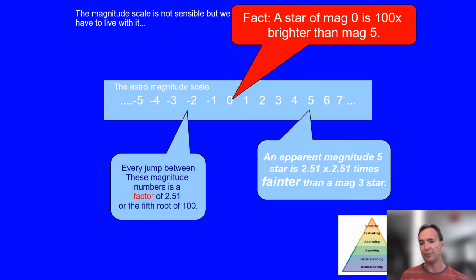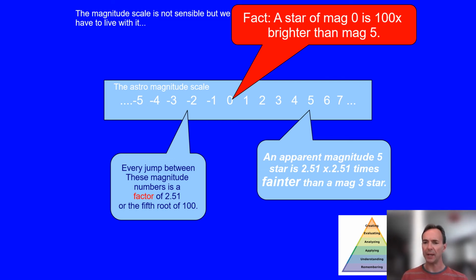In other words, if you take any difference on this scale, for instance -3 to 6, a difference of 9 on the scale, 2.51 to the power of 9 tells you how many times brighter or fainter, depending on which way you want to go, on that scale. So a magnitude 6 star would be 9 magnitudes different from the -3, and it would be 2.51 to the power of 9 times fainter than a -3 star.